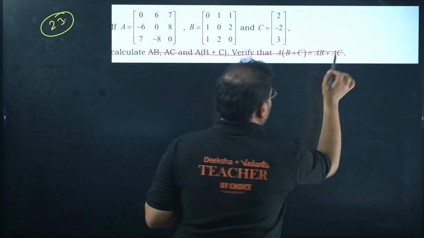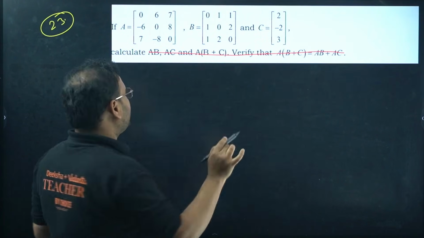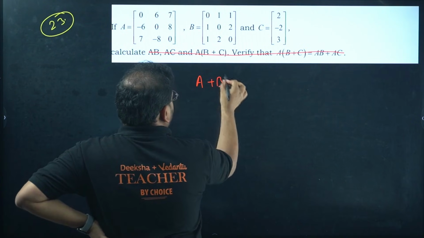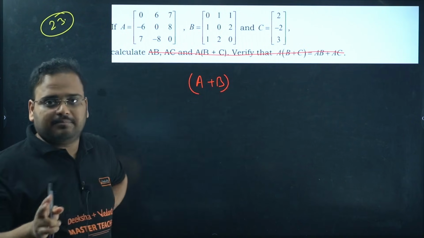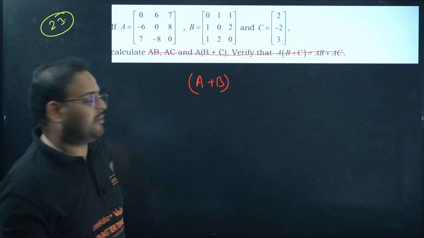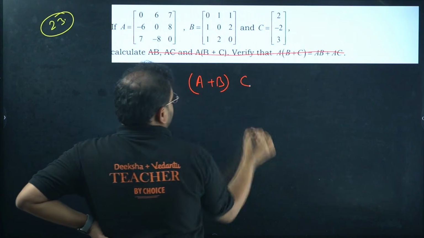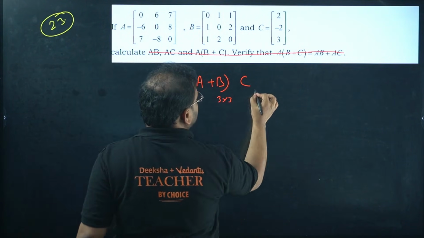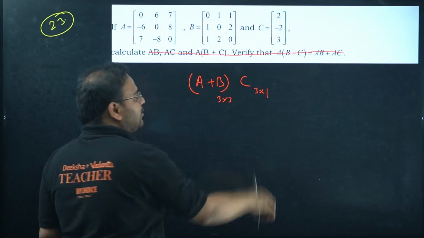First of all, remove this. Now what you're going to do, find this result, A plus B. Why is it A plus B? Because we can add them. They are conformable matrices, of the same order, and then multiply C on this side, because A plus B order is what? 3 cross 3. And what is the C order? 3 cross 1.